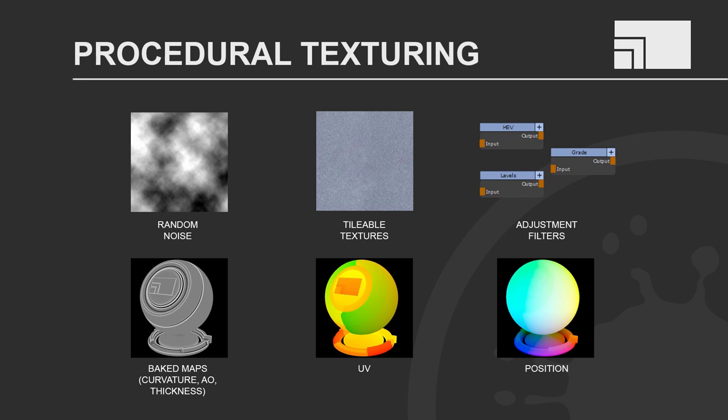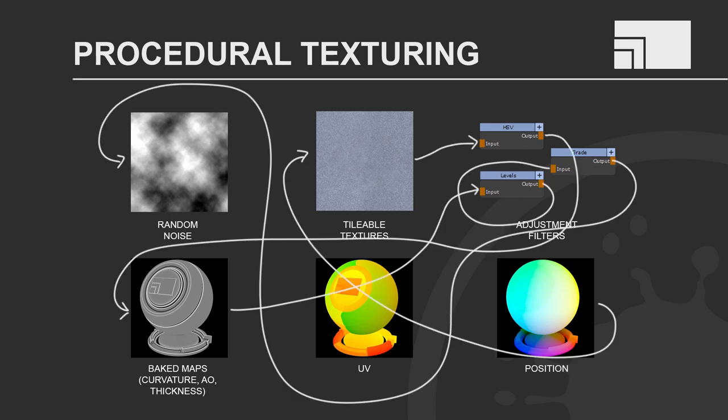I'm sure many of you attending are familiar with the concept of procedural texturing, but for anyone who hasn't heard that term before, what I mean is making use of things like random noises, tileable textures, adjustment filters, baked geometry maps like ambient occlusion and curvature, and other utilities to create interesting textures and masks. It's an efficient and quick way to cover your model with minimal or no hand painting, which keeps things non-destructive and easy to apply and iterate.